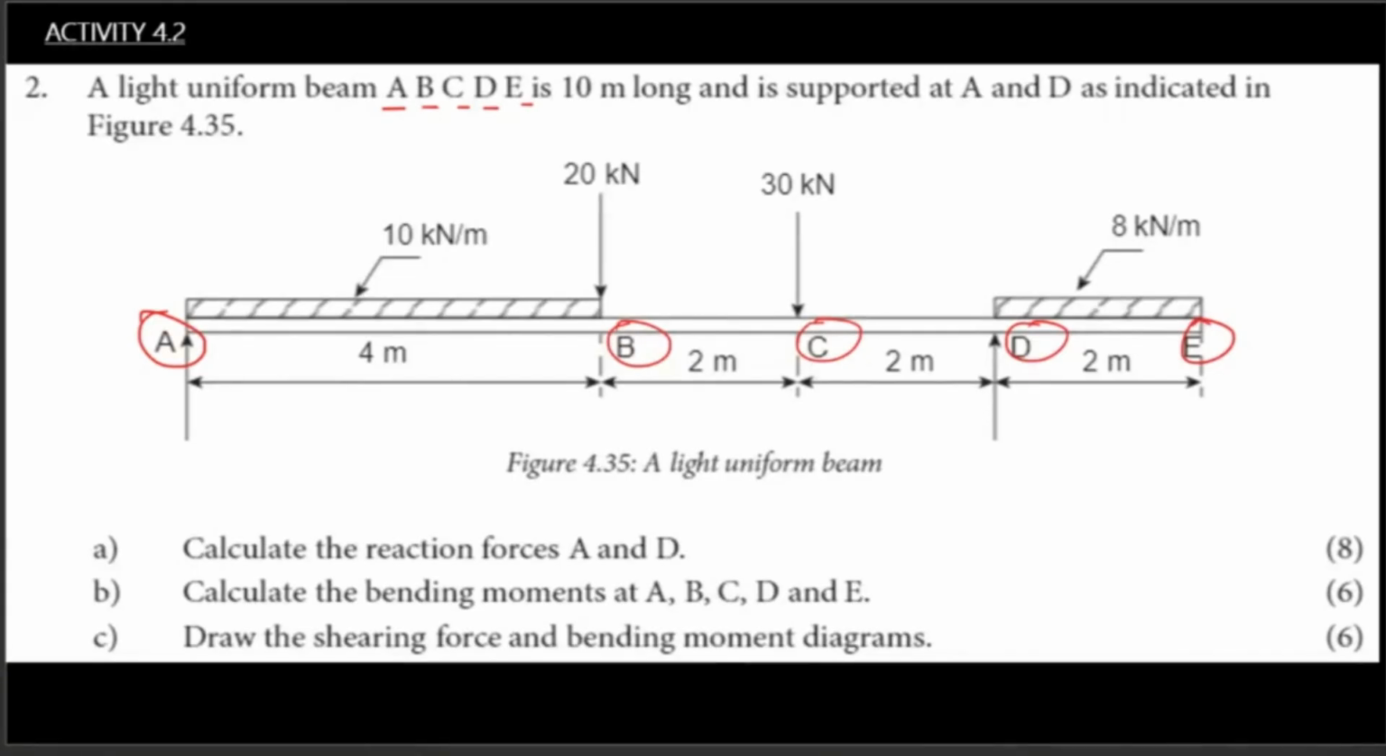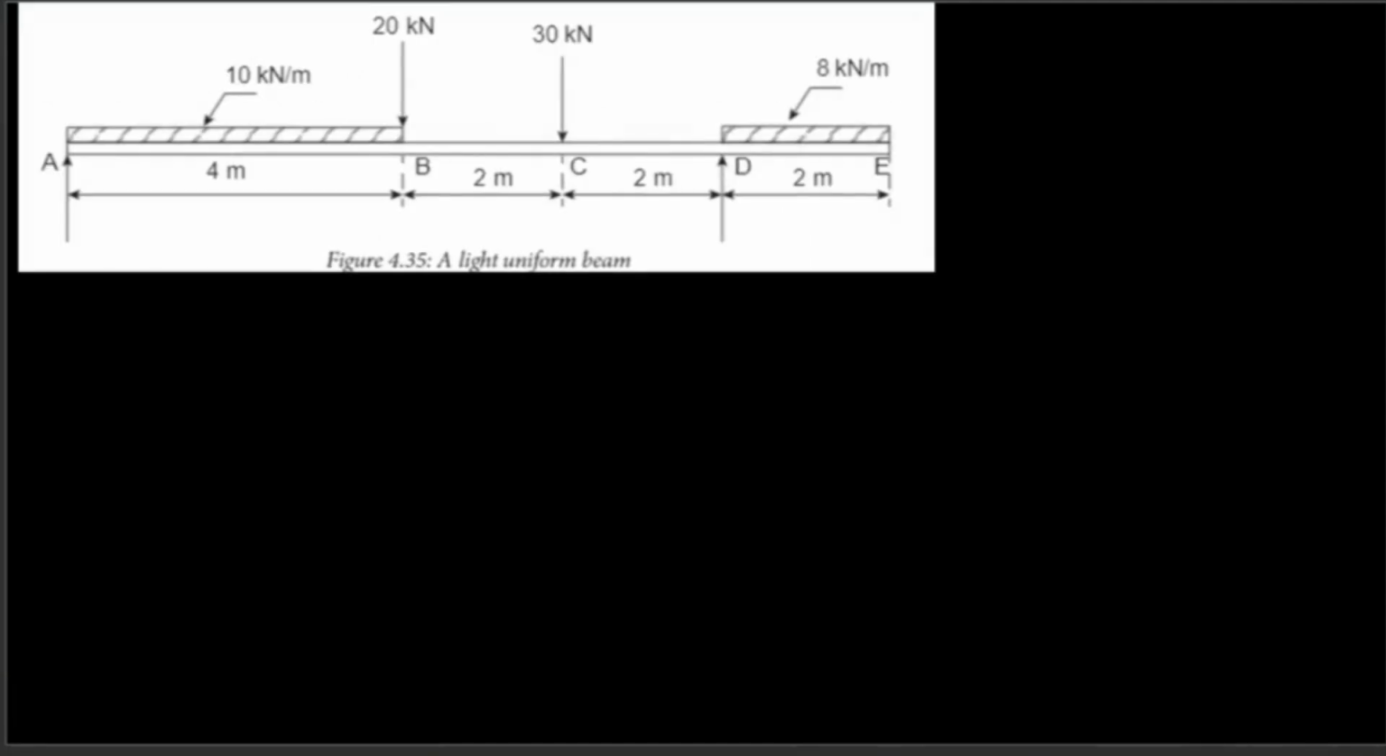The first question says that we must determine the reaction forces at A and D, the reaction at A and reaction at D. I believe we can calculate that. That's the first thing we are expected to calculate: RA and RD. The distance between the supports is 8 meters, isn't it? Distance between the supports is 8 meters. Let's take moment, summation of moment about D equals 0.